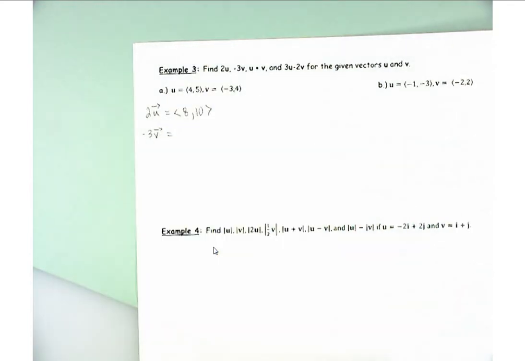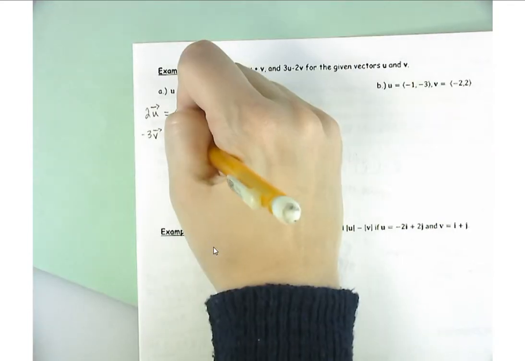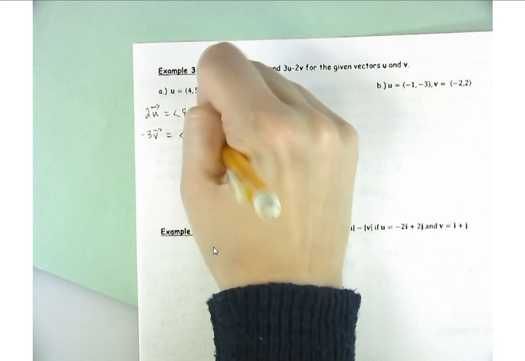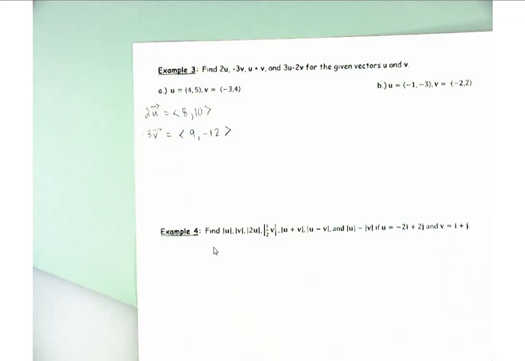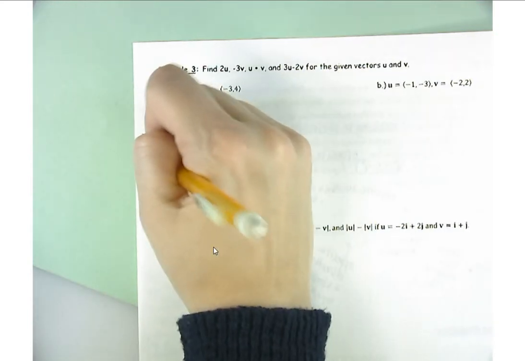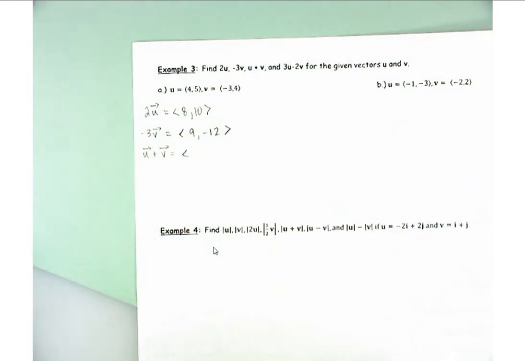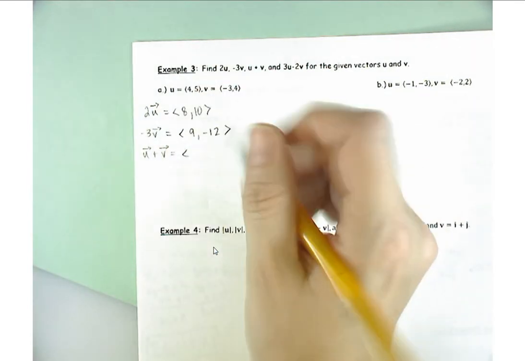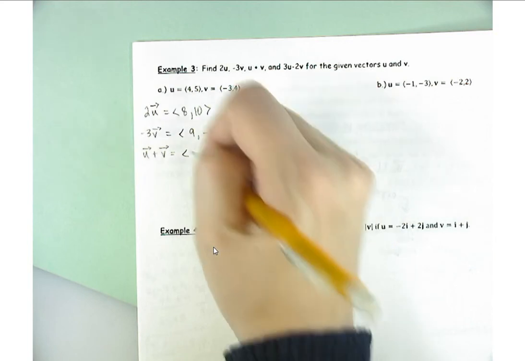Okay, so then Blake, for negative 3v, what did you get for that? Maybe 9, negative 12. Yep. Okay, and then the next one is u plus v. So Sam, what's u plus v going to be? Would that just be 1, 9? Yep.